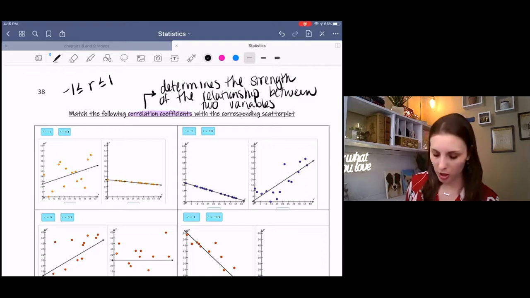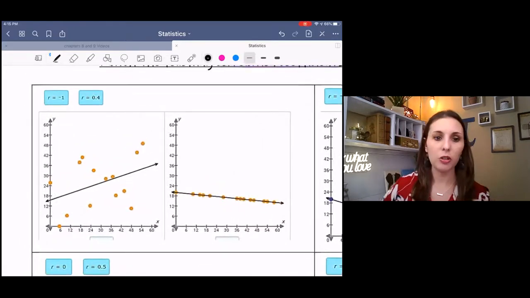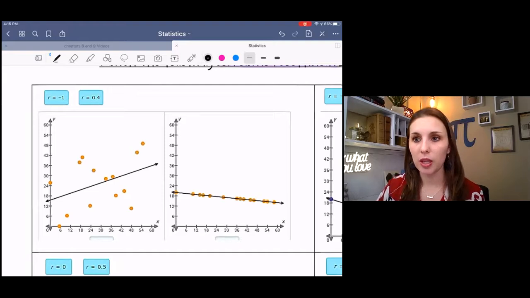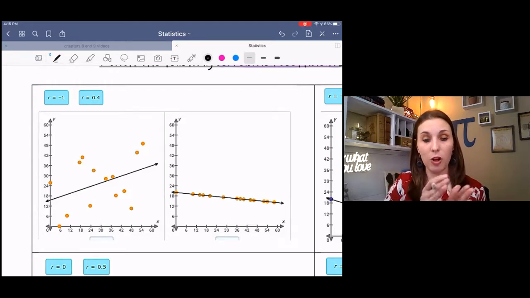So I have a couple pictures here, and we're just going to practice matching the R value with the appropriate graph. An R value of -1 indicates a very strong negative relationship. It doesn't necessarily mean that the line is steeper. It just means that the dots, the points in our set, are very closely related. It follows a very strong linear pattern.